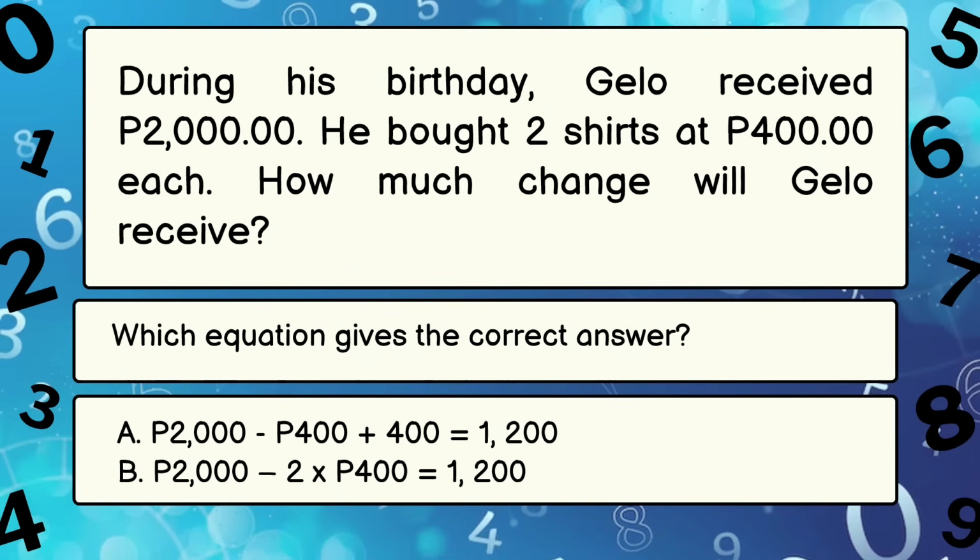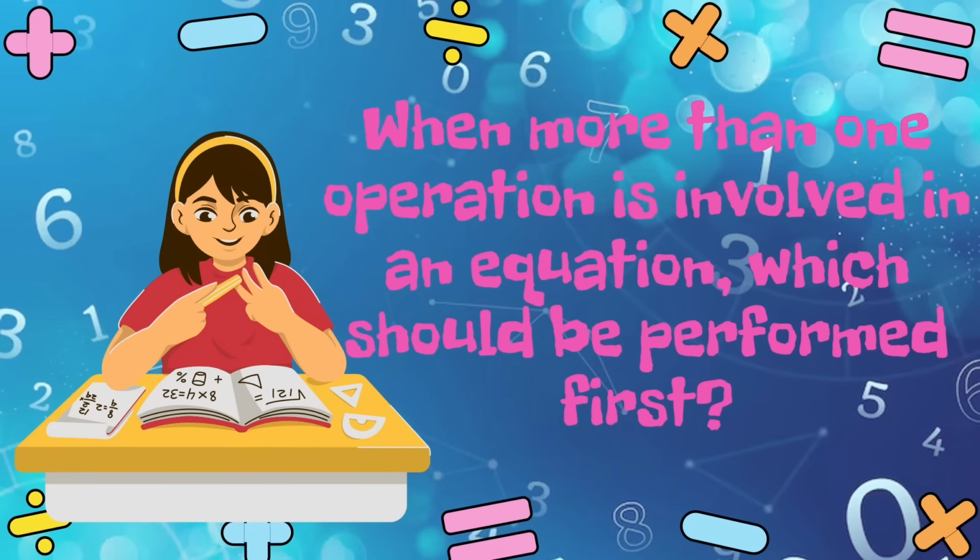Which equation gives the correct answer? Is it A, 2,000 minus 400 plus 400 equals 1,200? Or letter B, 2,000 minus 2 times 400 equals 1,200? Both equations give us the correct answer. So the question is, which one is the correct equation? When more than one operation is involved in an equation, which should be performed first?